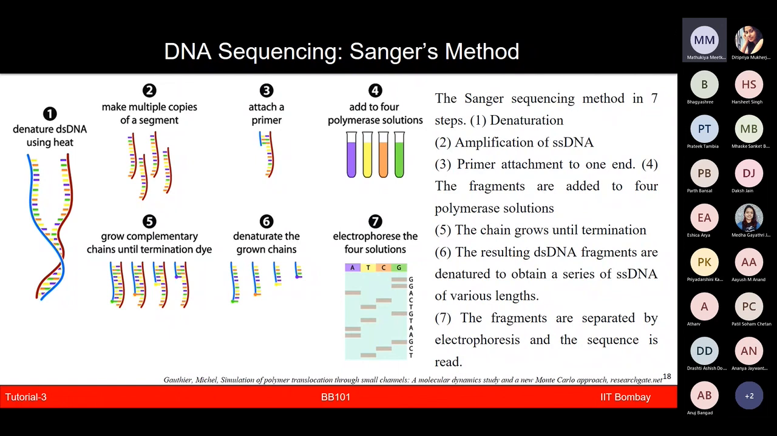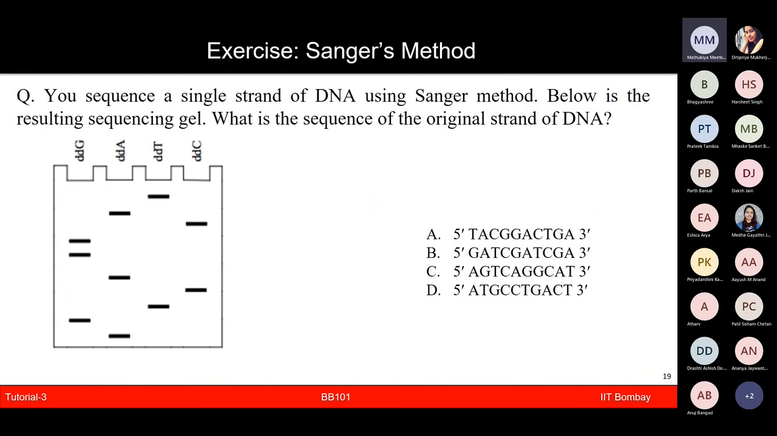So each fragment will start and end wherever there is an A. So let's say the one has 10 nucleotides. It will start from here. The first one will get in. The one which is already 6 nucleotides grown will start from, let's say, there and end at the next one. So sort of like that. So the chain grows until termination with the respective fragments, and the resultant double-stranded DNA fragments are denatured to obtain a series of single-stranded DNA variations, and finally they're separated through electrophoresis, and the sequences interpreted. So here is another example of it.